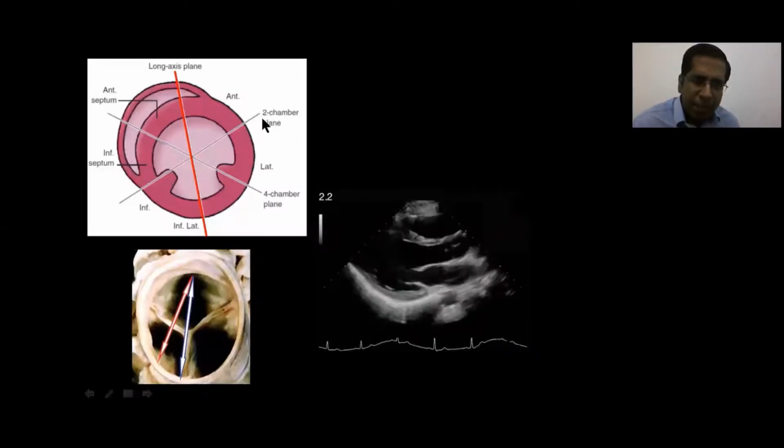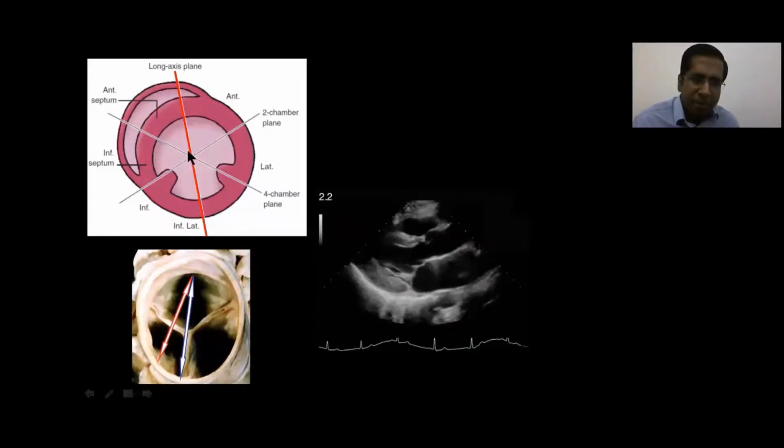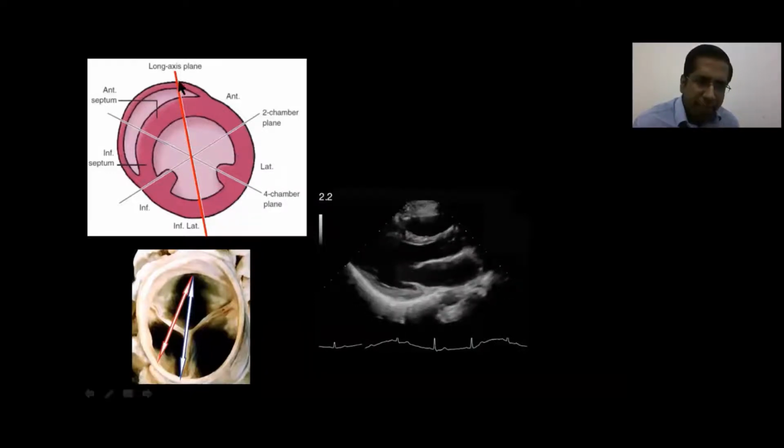Now, just while we are at it, this would be the plane of the two chamber. So this is the plane of the two chamber, and this is the plane of the four chamber. I will be showing this also subsequently, but just keep it in mind for now. So what you can see here is that this part of the interventricular septum is the anterior interventricular septum, and this is the inferior interventricular septum. So when you see this particular interventricular septum here in the parasternal long axis view, it is best not to call it septum.